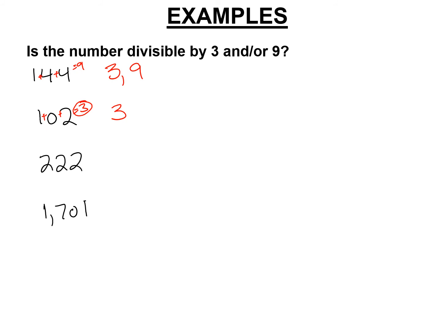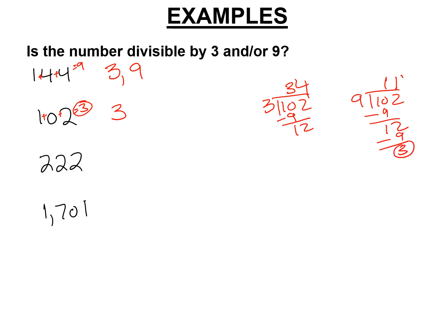And let's just make sure we're clear about that, because I should have done one like this. So, right, 102 divided by 3, and 102 divided by 9. 3 goes into 10 3 times, remainder 1, 3 into 12, 4. 9 goes into 102 once, remainder 1. 9 goes into 12 once, but now we have a remainder. We have a remainder of 3. So 9 does not go in there.